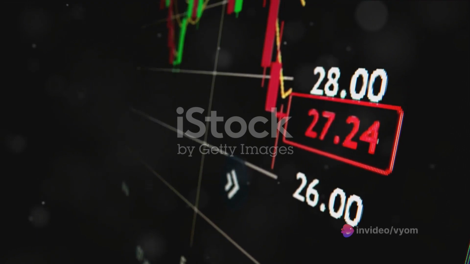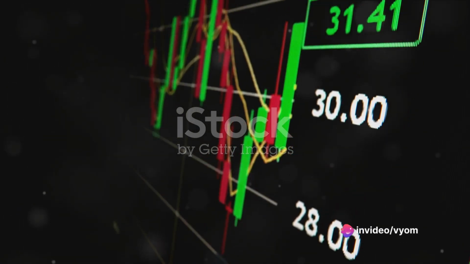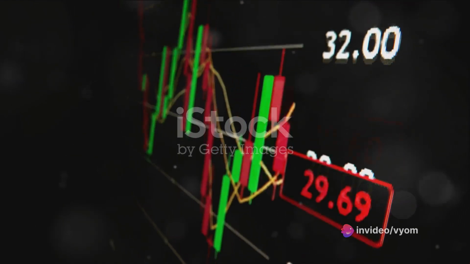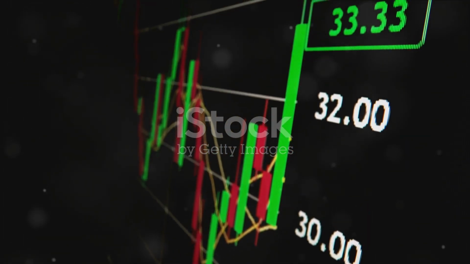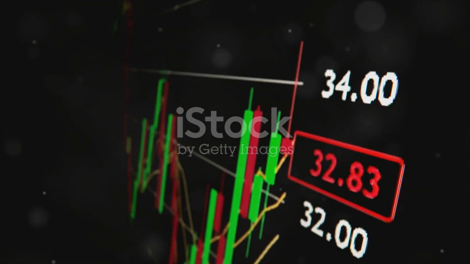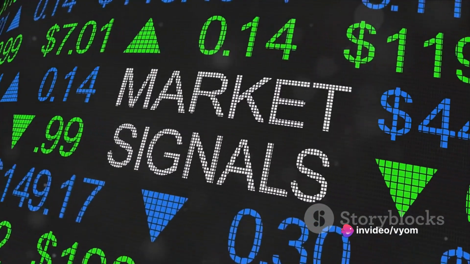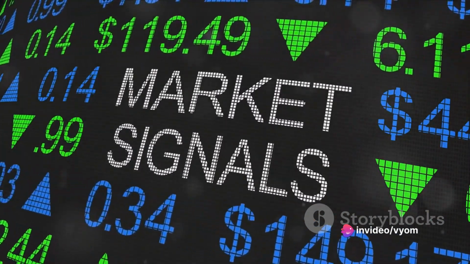But the real beauty of the CCI is how it brings all these elements together. By considering numerous factors, it provides a comprehensive view of the market, helping traders to make informed decisions. It's like having a crystal ball that can see into the future of the market. Well, not exactly, but you get the idea.